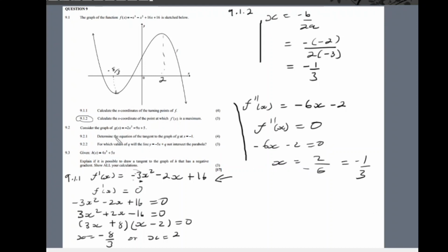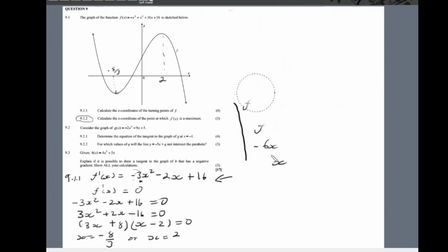So we are done with 9.1. We can move on to 9.2. I'm just going to erase here.